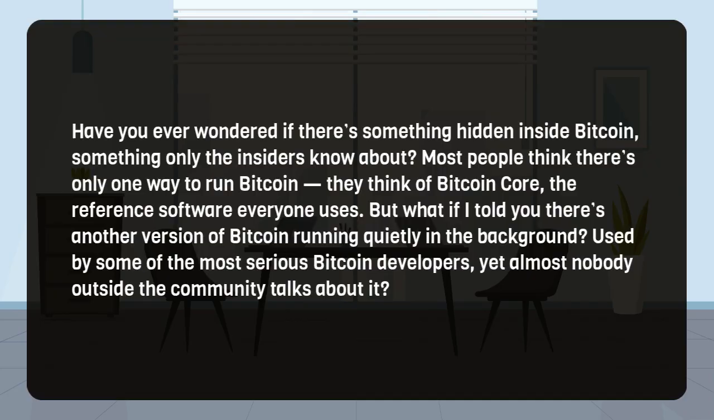Most people think there's only one way to run Bitcoin. They think of Bitcoin Core, the reference software everyone uses. But what if I told you there's another version of Bitcoin running quietly in the background, used by some of the most serious Bitcoin developers, yet almost nobody outside the community talks about it?